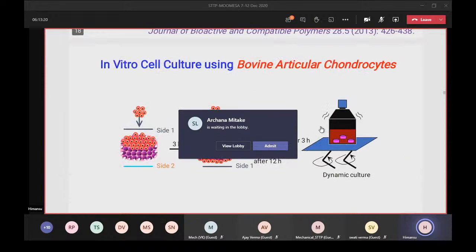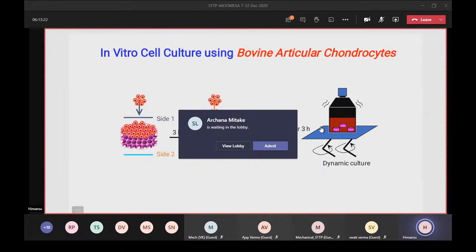Then what we do is the in vitro cell culture. This is a scaffold and we do the front side cell seeding, and then after 3 hours the cells will sit over the surface, and they think that this is our substrate for growth. Then we just revert it and do the other side cell seeding. So we do a double cell seeding, to uniformly distribute the cells over the entire porous structure. This is very important.